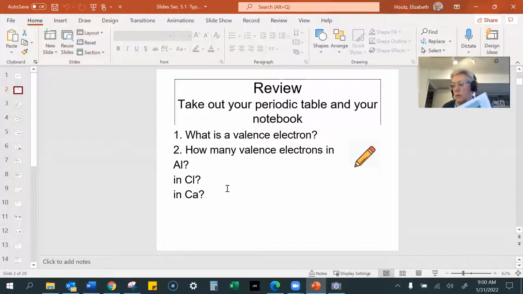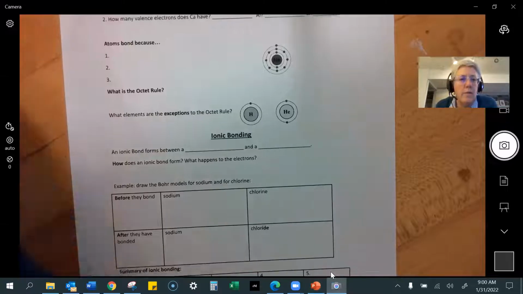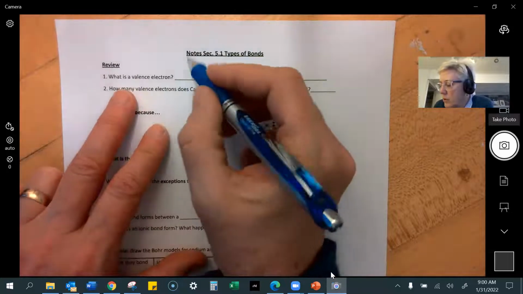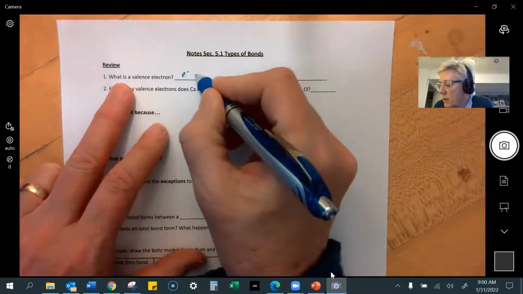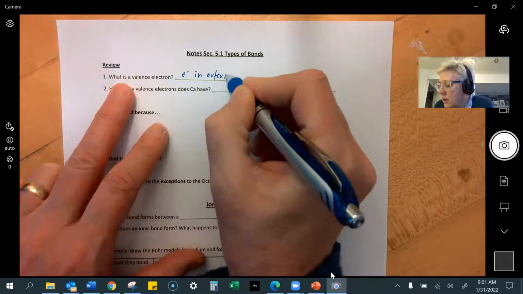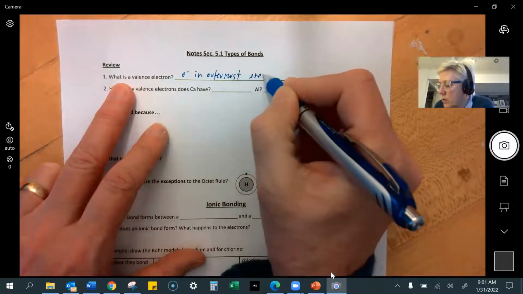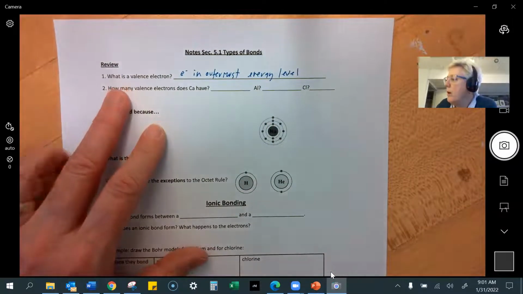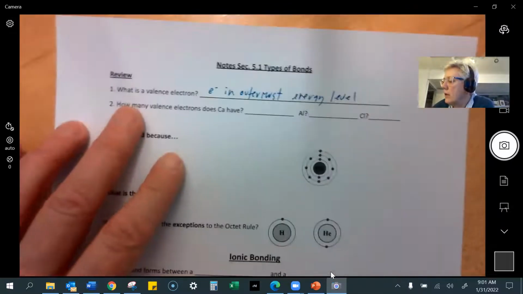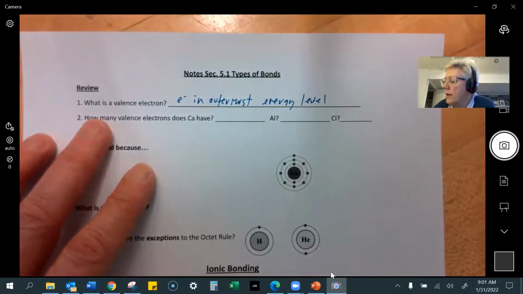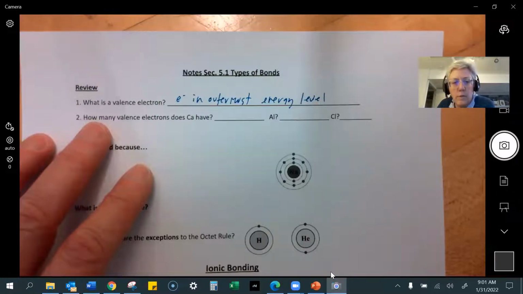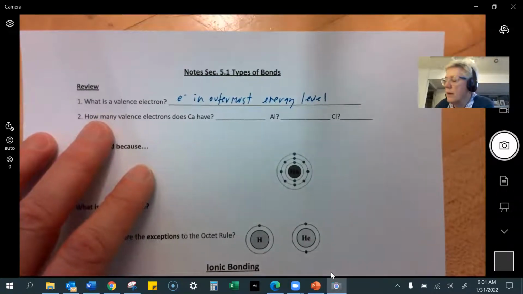Okay, so I'm going to switch over here to my paper. All right, a valence electron is an electron in the outermost energy level. So we're going back to talk about energy levels. I think this was unit 4 when we talked about the Bohr model and electron configurations and energy levels and so on and so forth. So we're going back to that kind of topic.